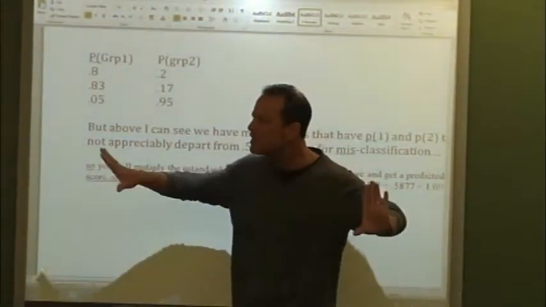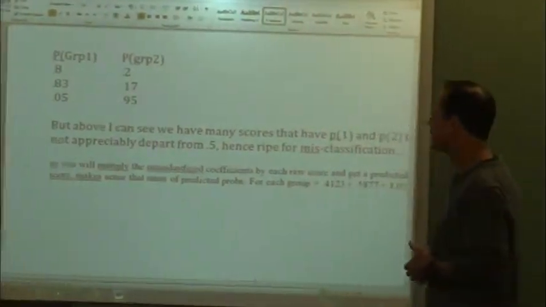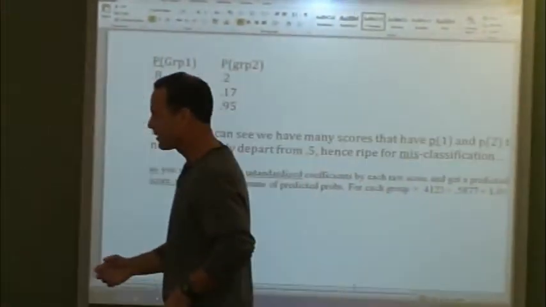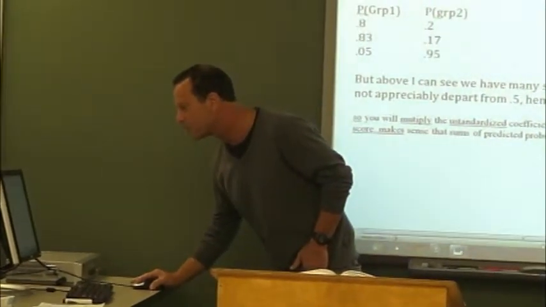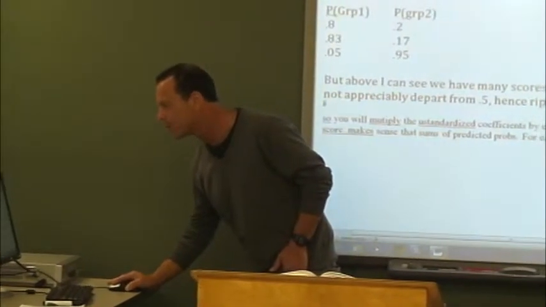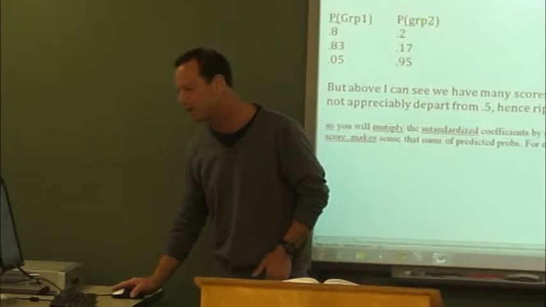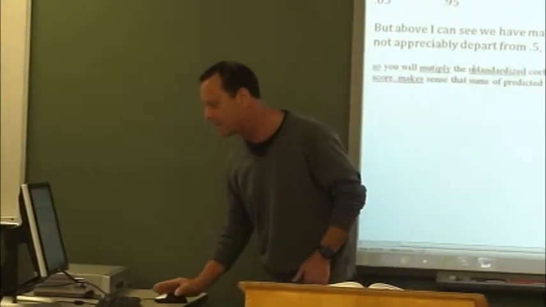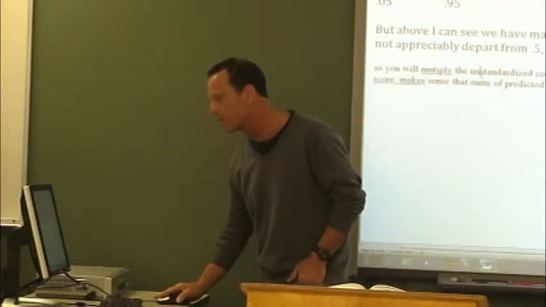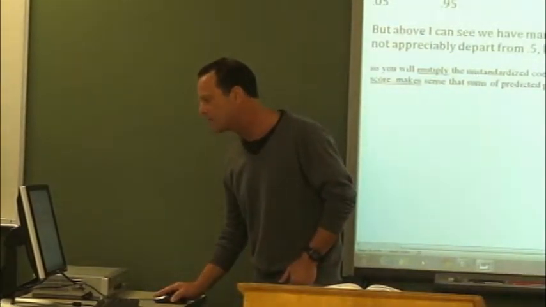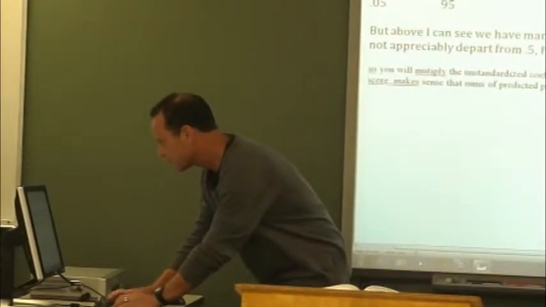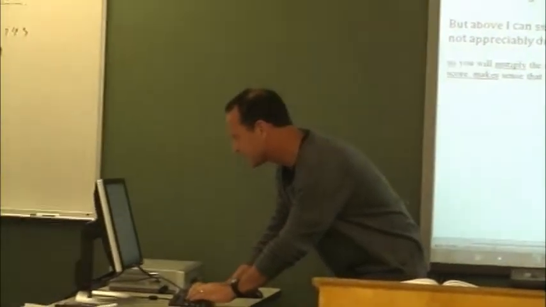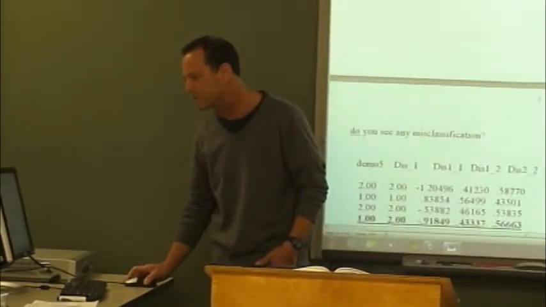Do you see where it's really clear what group we're going to classify them in? I can see above that we have scores that have P1 and P2 that do not appreciably depart from 0.5. Hence, you're ripe for misclassification if it's a bunch of 0.5s. So you will multiply the unstandardized coefficient by each raw score and get a predicted score. And doesn't that make sense for each individual? For each individual, it's going to add up to 1.0 when you add up the scores from each group.